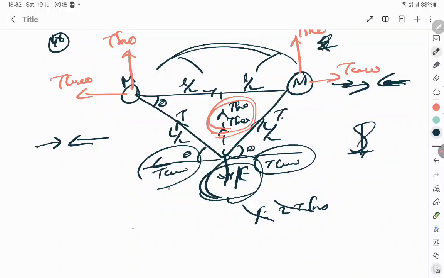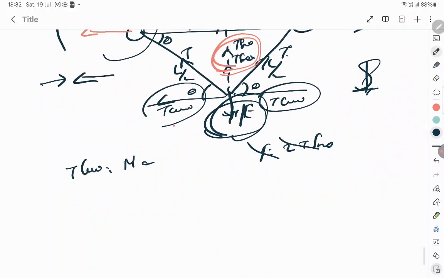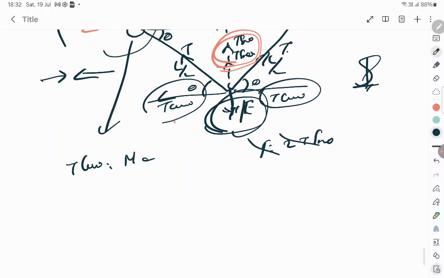So what can I say? Let's take only one mass, and can I say T cos theta will be equal to capital M into A, which is responsible for the acceleration of only this.